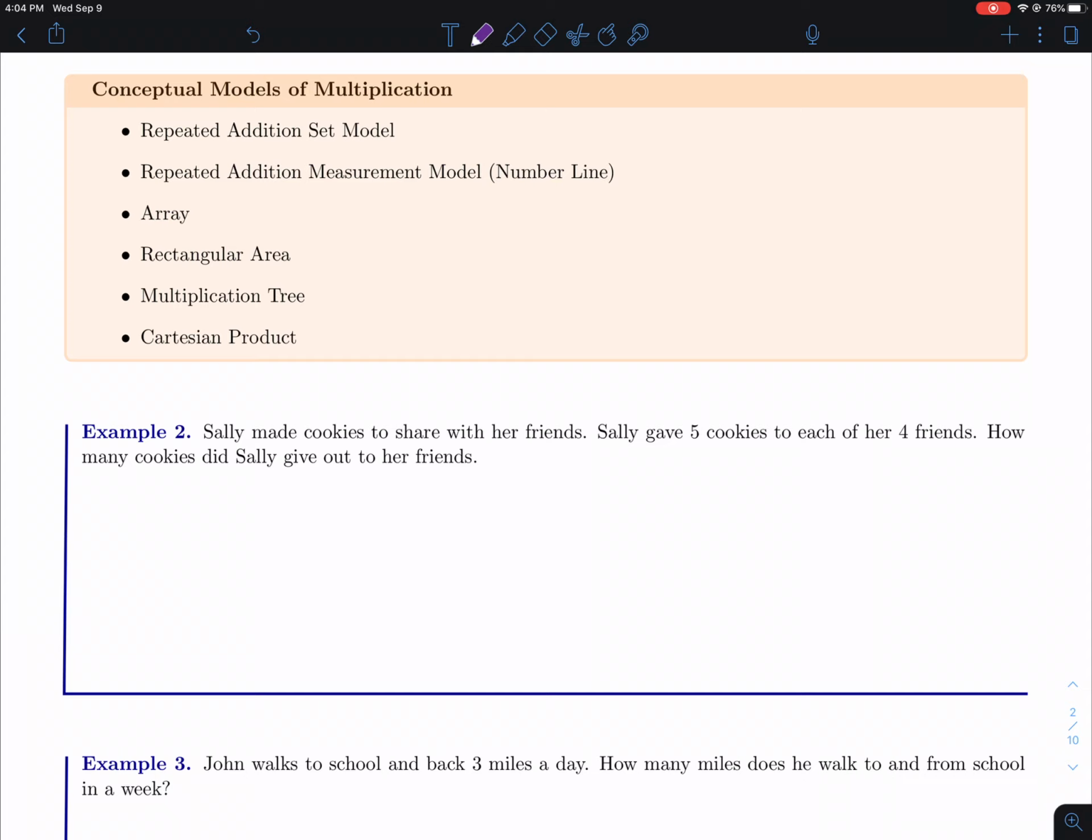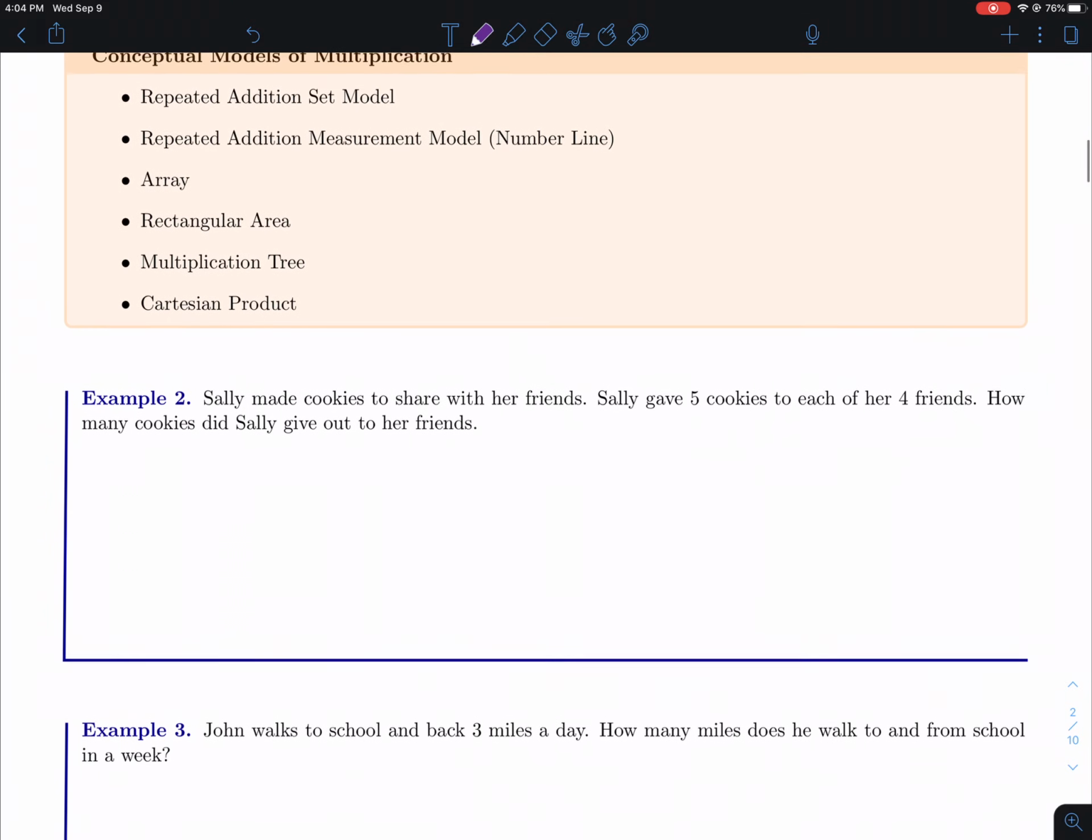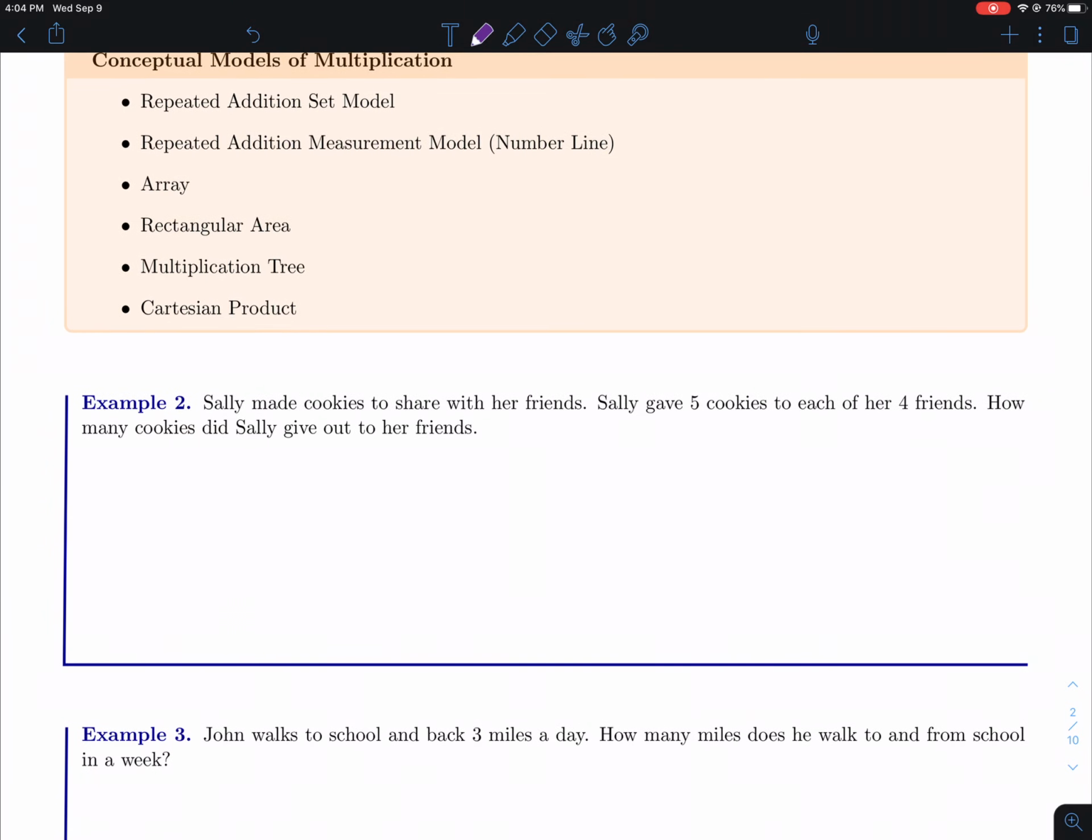Again, I'm not focused on what the math equation looks like or anything like that. I want to do this straight from a model perspective. So in this first example, we've got Sally made cookies to share with her friends. Sally gave 5 cookies to each of her 4 friends. How many cookies did Sally give out to her friends?